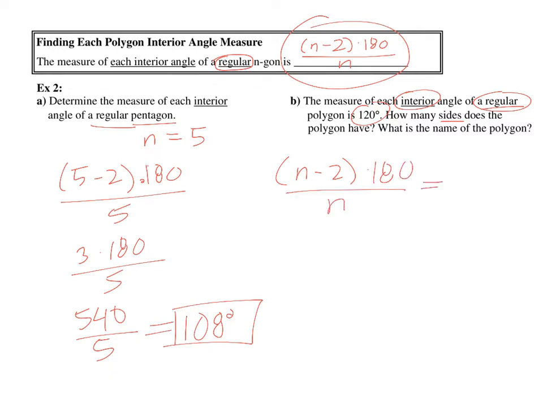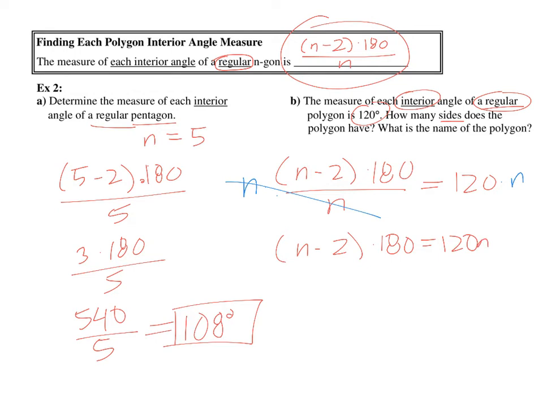and I set it equal to 120 degrees. I need to figure out what n is now. How am I going to do that? Well, I have this fraction here. How do you get rid of it? I'm going to multiply by n on both sides. That cancels out. So I have n minus 2 times 180 is equal to 120n.